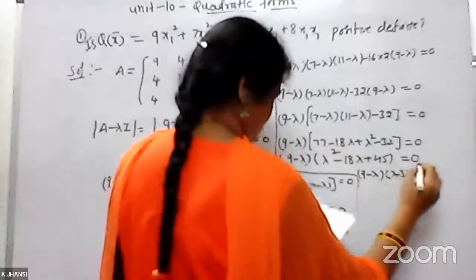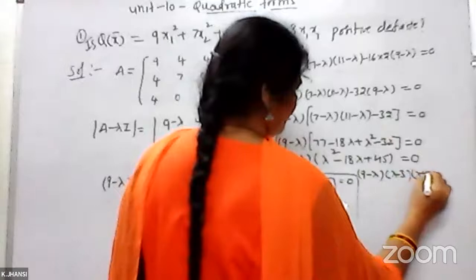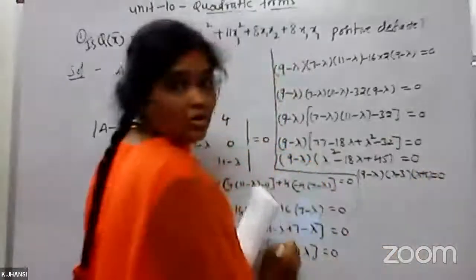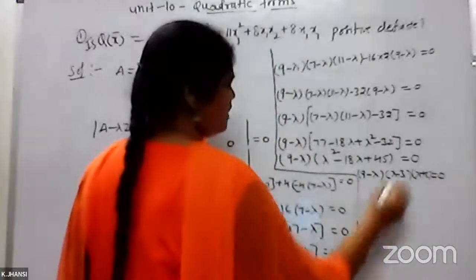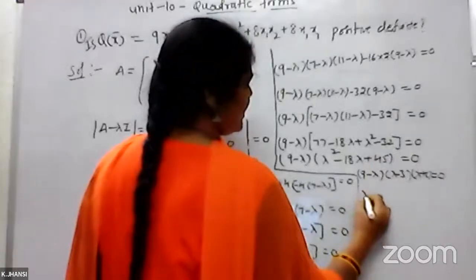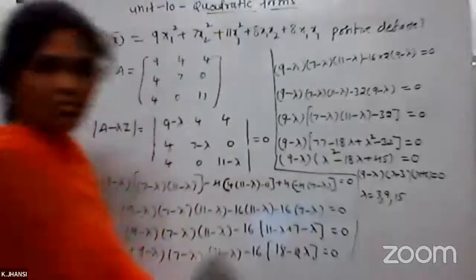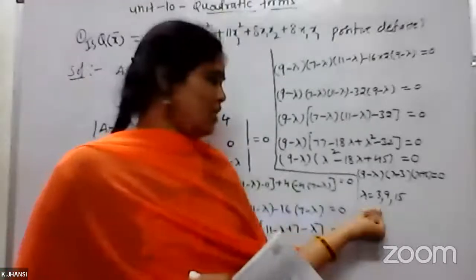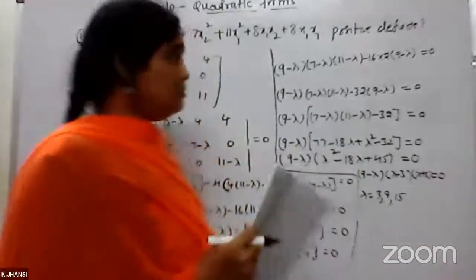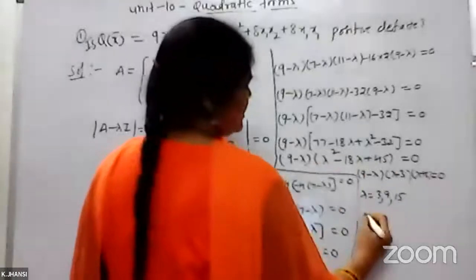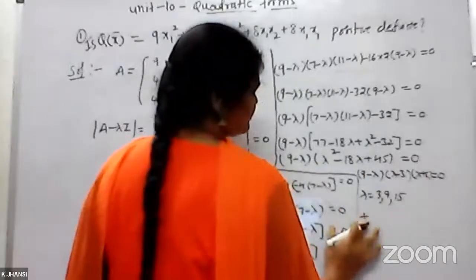lambda minus 3, lambda minus 15 equals 0. So you are able to see this one, and when you equate it to 0, you will get lambda values as 3, 9, 15. Okay, so we have got all the values, positive values. So the given whatever it is there, it is positive.